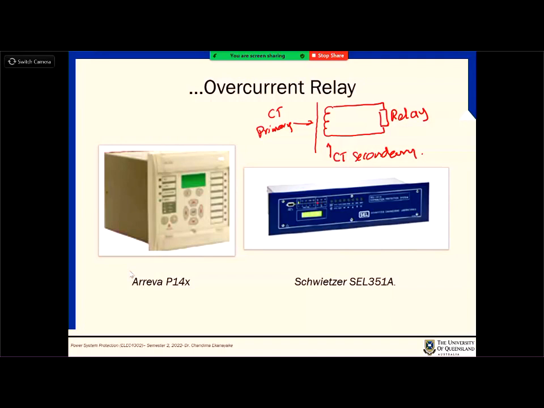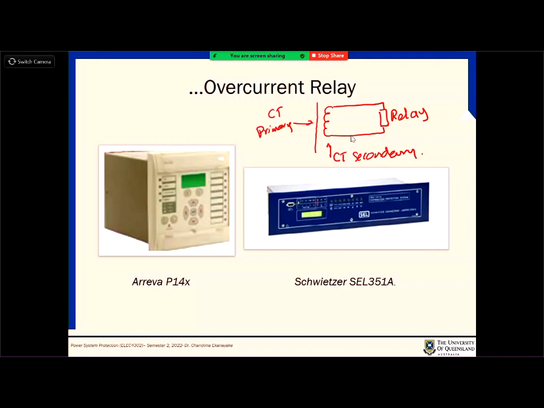These are the typical relays you will find as digital relays. Something similar to this you will see during the laboratory test, which is a different brand. These are two different brands, and there are multiple different suppliers. When you are looking at these relays, they are actually connected to the CT secondary, and the CT secondary should be capable of driving this relay.